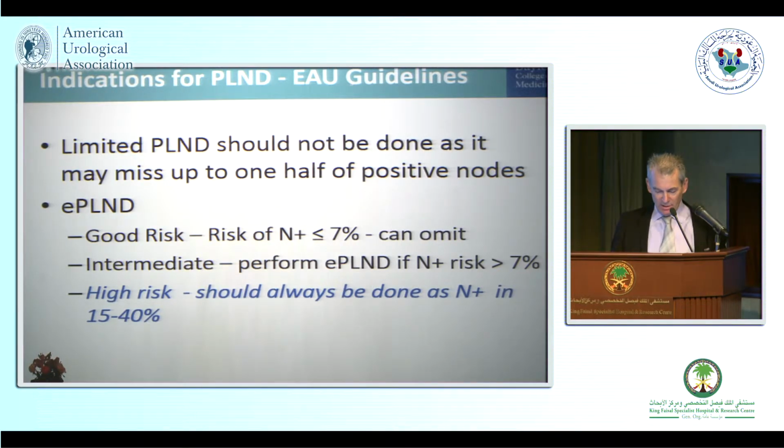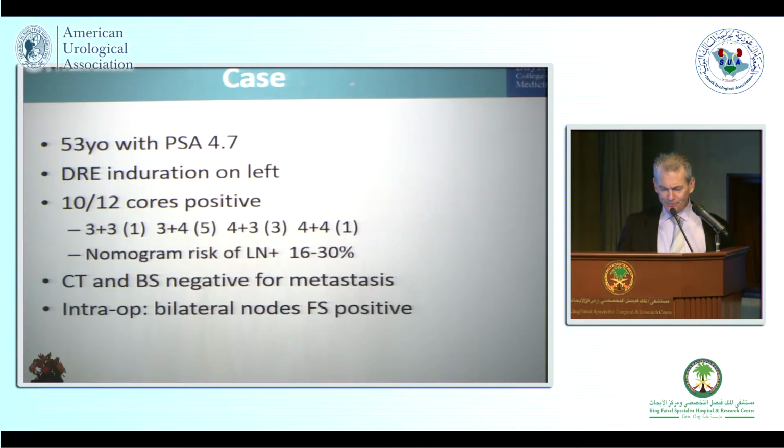And I think that certainly for high risk and intermediate risk, and I personally don't do radical prostatectomies on good risk patients, but I realize there's other points of view in that. So, a 53-year-old with a PSA of 4.7. Now remember that in patients with high-grade disease, PSA is not always going to be as elevated as you think it might be. He had an abnormal exam, 10 of 12 cores positive, all the way up to Gleason 8. And according to the nomogram, he had a risk of lymph node metastasis of between 16 and 30%. He had a negative cross-sectional imaging, and I offered him radical prostatectomy.